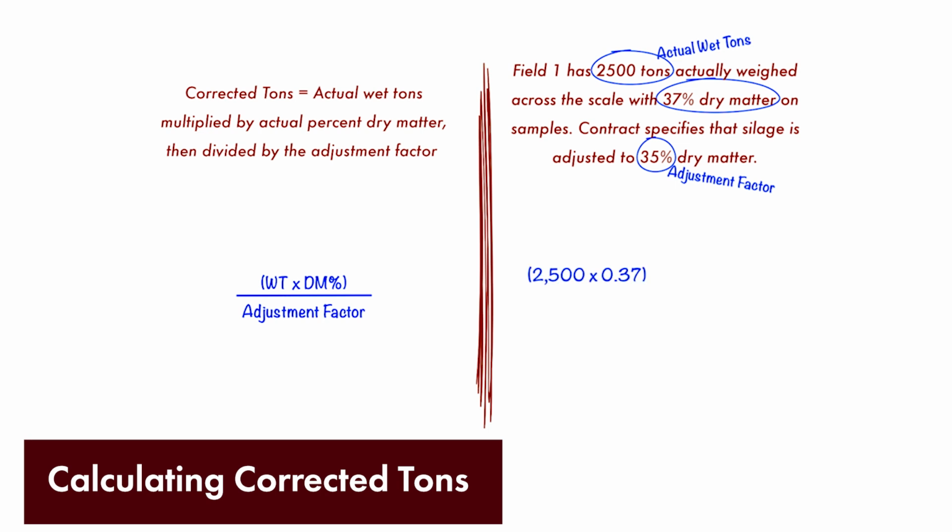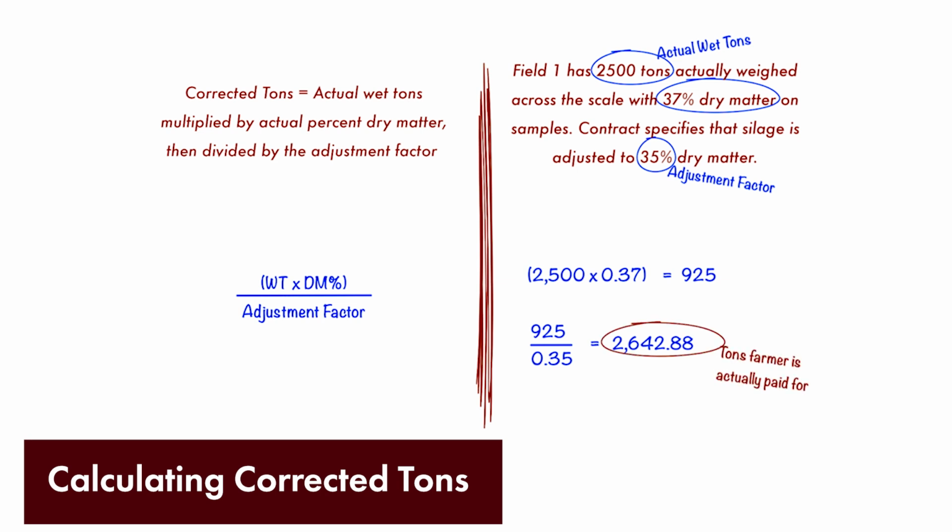So you take 2,500 multiplied by 37%, and this number equals 925. Then we take 925 and divide it by 35%, and that equals 2642.88. We set our contract up to be at 35% dry matter. That way it's fair for both sides.